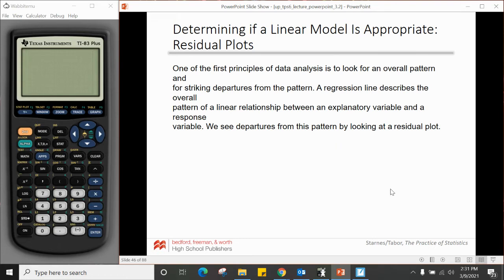So the next point is to determine if a linear model is appropriate using residual plots. We talked about this a little bit in 3.1, but you can only use linear regression or these linear models if you actually have a linear relationship, right? You don't want to use these models if you don't. So it's important to see if you do or not. One way to determine that is a residual plot.